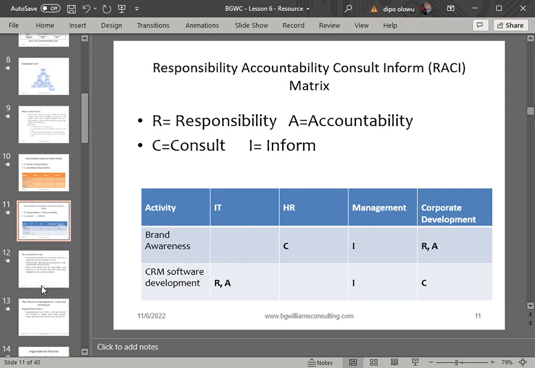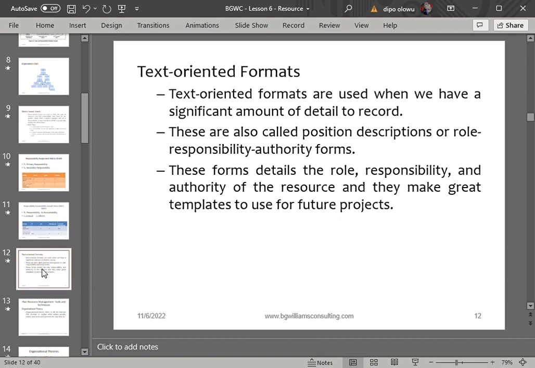But in the case of the text-oriented format, it is more detailed with plenty of what? Explanation. That is it. It's more what? Detailed with plenty of explanation.